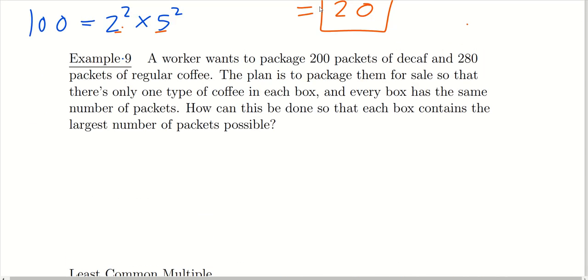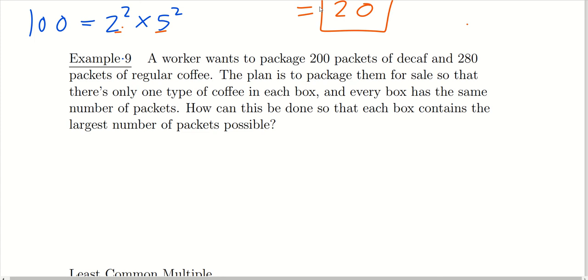Let's take a look at an applied example of this kind of thing. Suppose we have a worker that wants to package 200 packets of decaf and 280 packets of regular coffee. The plan is to package them for sale so that there's only one type of coffee in each box, and every box has to have the same number of packets. How can this be done so that each box contains the largest number of packets possible?